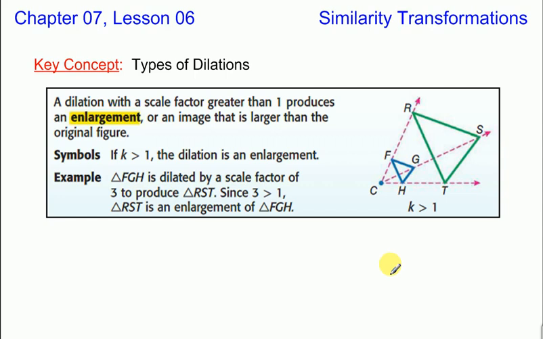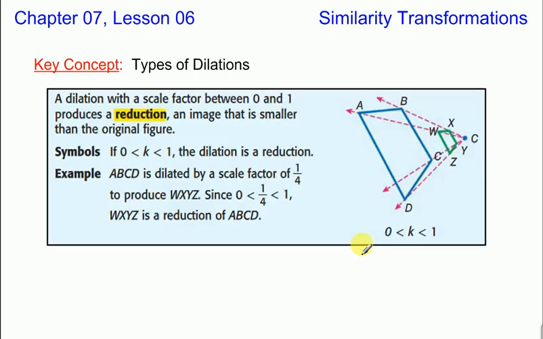Alright, different types of dilations that we have. If the scale factor, so it's being enlarged, is more than 1, it's being enlarged. Okay, if the scale factor k is greater than 1, and we're multiplying it by more than 1, so it becomes larger. In this case, this has a scale factor of 3. So times 3 means it's going to be 3 times as large afterwards.